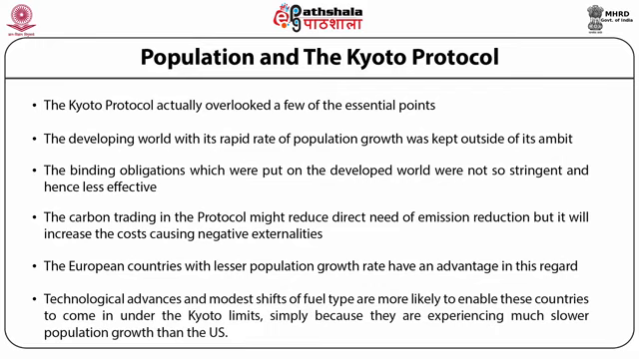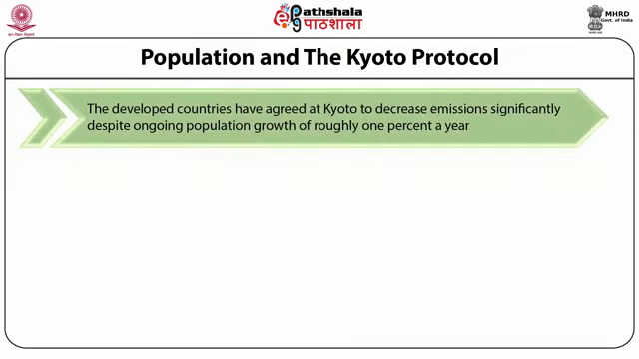Technological advances and modest shifts of fuel type, for example, from coal and oil to natural gas, are more likely to enable these countries to come under the Kyoto limits, simply because they are experiencing much slower population growth than the US. Like the US, other developed countries like Canada have agreed at Kyoto to decrease emissions significantly despite ongoing population growth of roughly 1% a year.